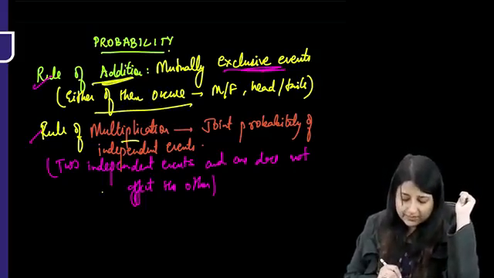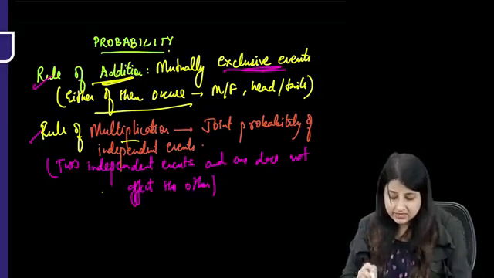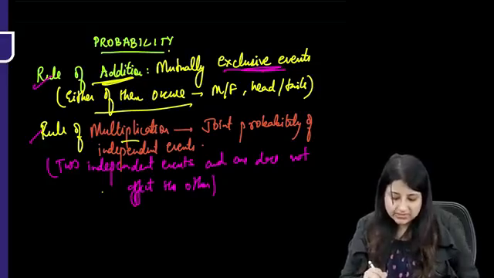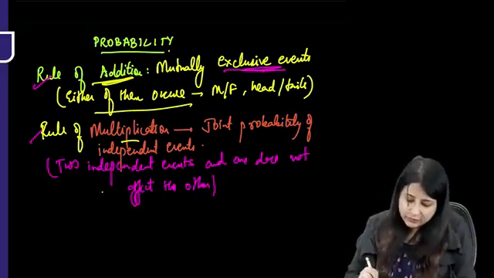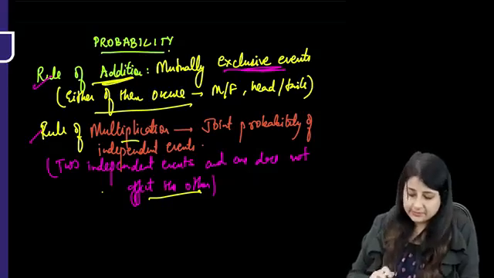But when is the rule of multiplication used? When we have joint probability of independent events. Here the words used are like two independent events and one does not affect the other. Then we use the rule of multiplication.